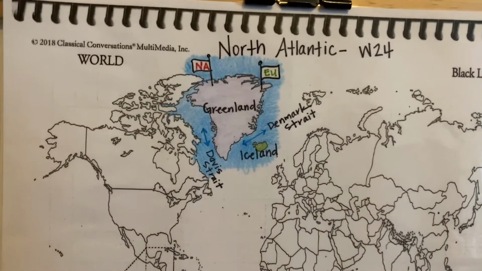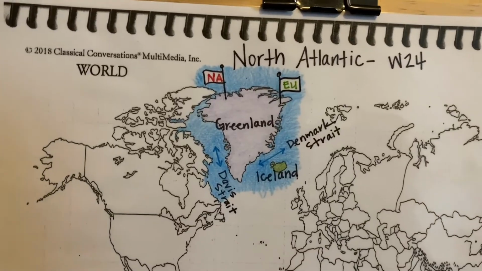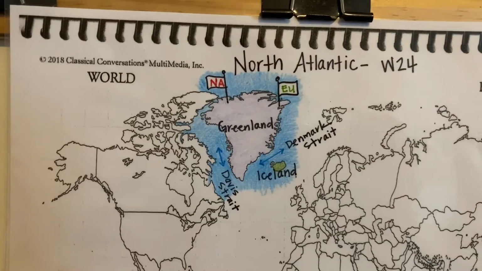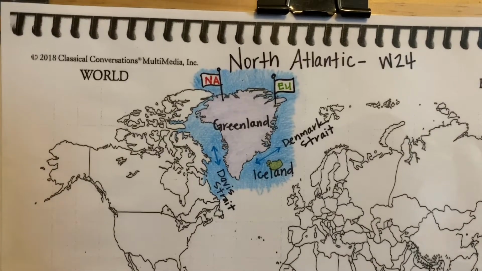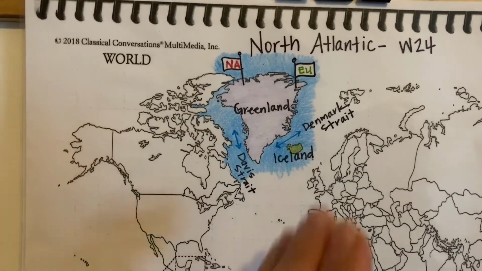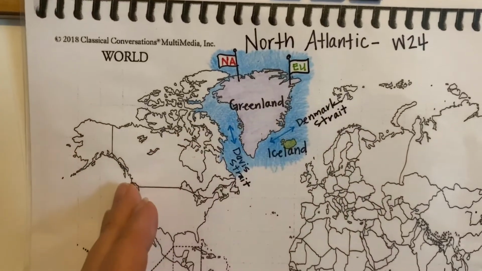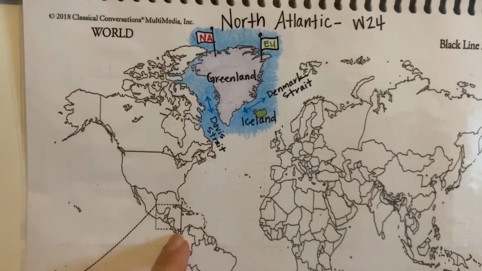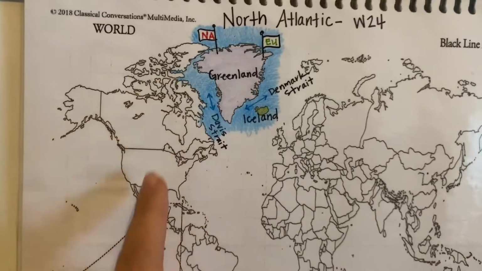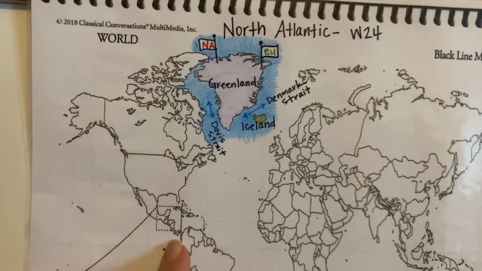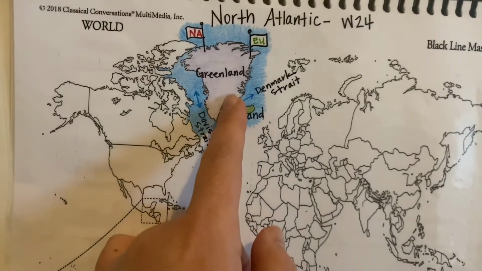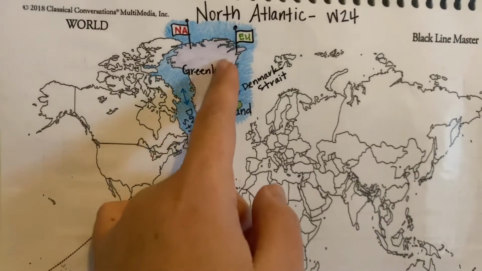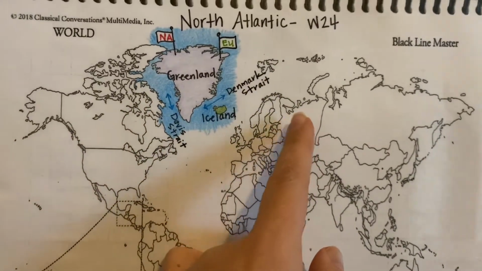One might ask, let me get my camera to focus, one might ask, what is Greenland a part of? Well, the answer to that is depending upon who you ask. Greenland geographically is considered a part of North America, which is here. This is North America. Greenland is geographically, meaning that it's very close to North America, considered a part of North America. However, Greenland, politically speaking and monetarily speaking, is considered a part of the European Union.